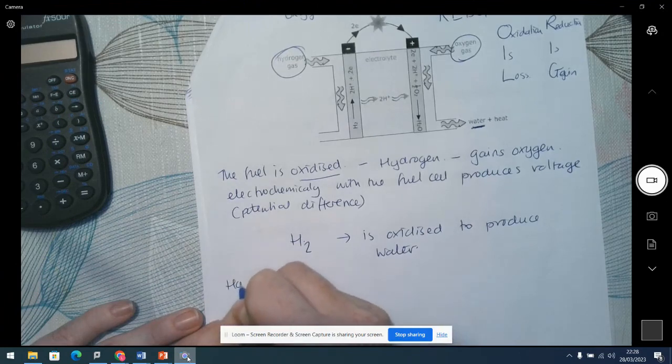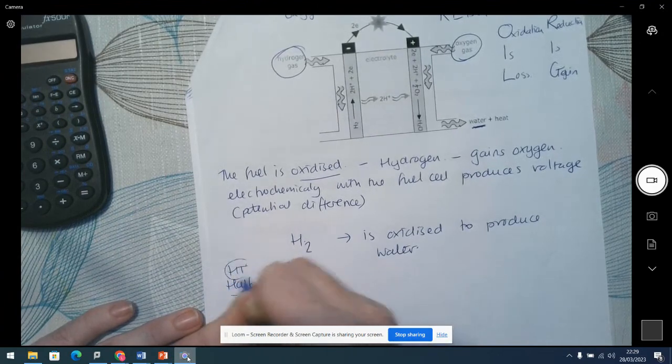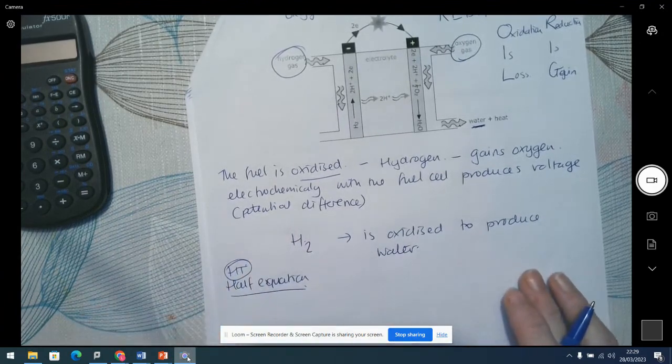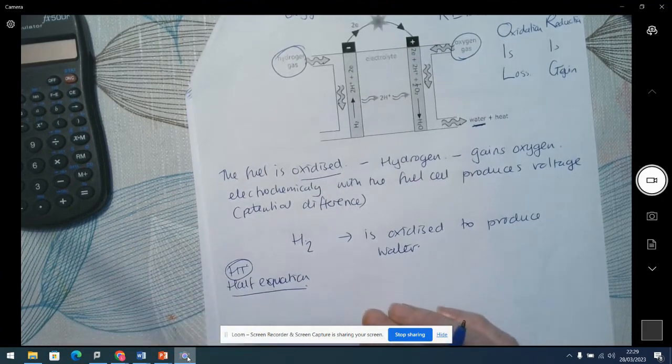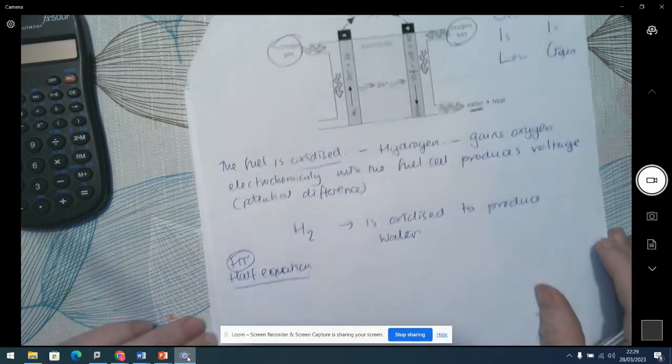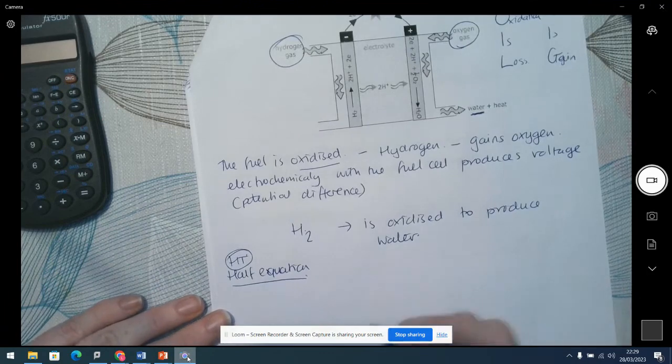And this is where half equations come in. Now, these half equations are only for higher tier. So foundation tier, you don't need to know half equations. So again, just fast forward through to the pros and cons of each. But we'll do the half equations now, because I do think it's important that you are aware of what those things are. And we will start with the cathode.